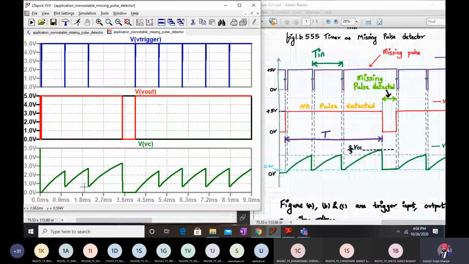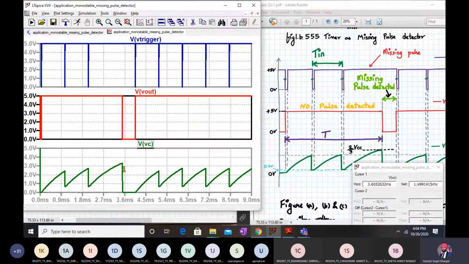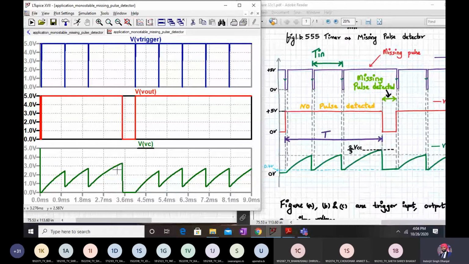So what is happening is the output goes low. As you can see, the capacitor voltage is slightly changing. If I place my mouse pointer here, it is around 3.33. Taking this cursor, as you can see, 3.31. So it is very close to 2/3 VCC. This will become 2/3 VCC only when the trigger pulse is missed. And the rest of the time, as I told you, it will remain at 0.7 volts, because of the forward-biased junction of the emitter and base terminal.